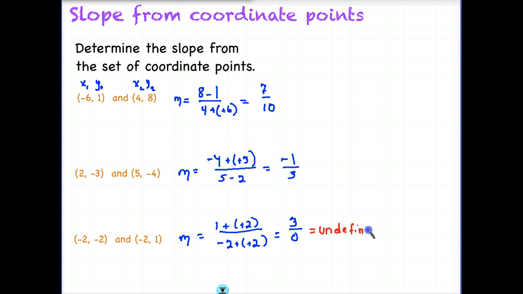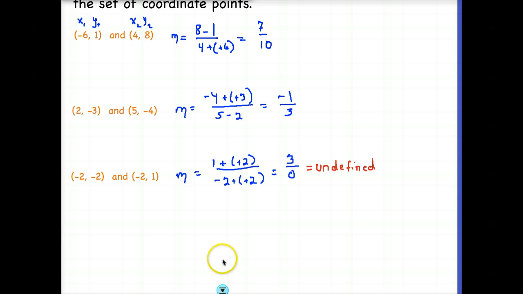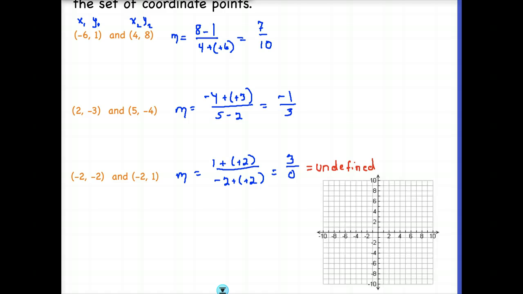Can you predict what type of graph this would look like if we have an undefined slope? Let me show you. So I'm going to pull up a graph and then we'll plot these points. Okay, and here's my graph. Now let's plot the points on the graph. I've got negative 2, so I would go over here to negative 2 and then down to negative 2 and put a point. And then I've got negative 2, comma 1. So I'd go over to negative 2 and up to 1 and then put a point.